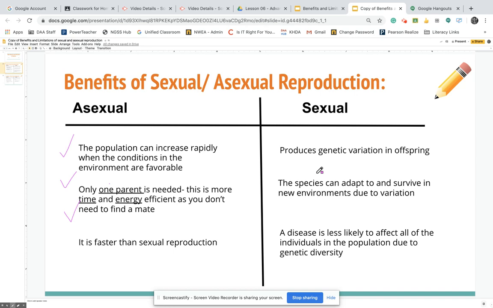For sexual reproduction, the benefit there is that it produces genetic variation in offspring. Because there are two parents, you have that genetic variation. The species can adapt to and can survive in new environments due to that variation. And a disease is less likely to affect all of the individuals in the population due to that genetic diversity. So benefits of sexual reproduction, definitely that genetic diversity, which comes from the DNA from both parents. So be sure to copy this in your notebook. And on the next slide, we're going to go into the limitations of both.